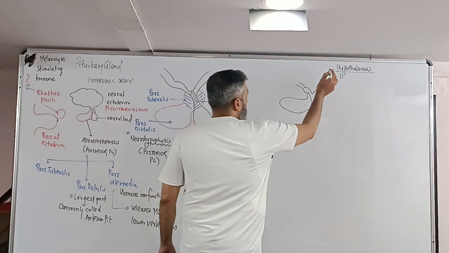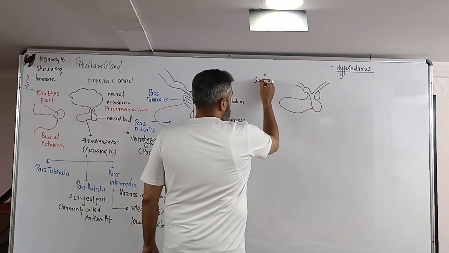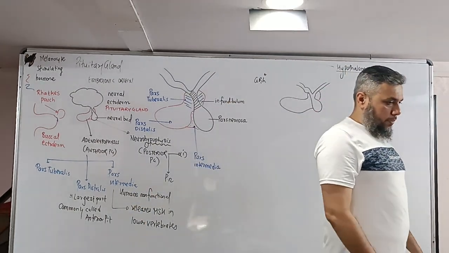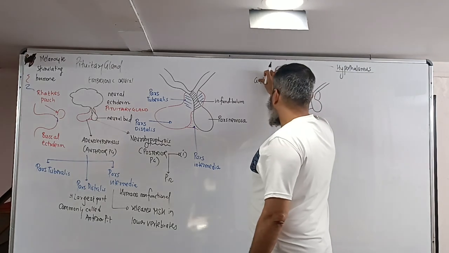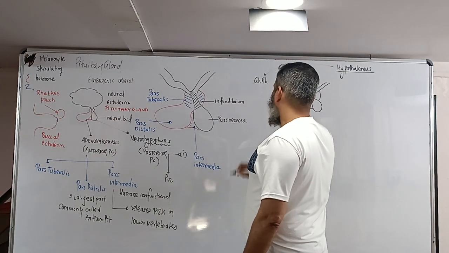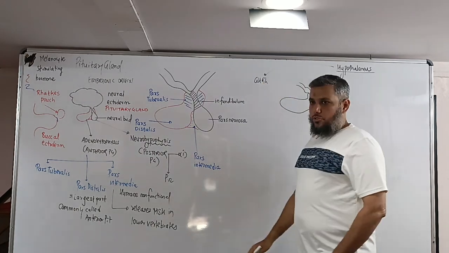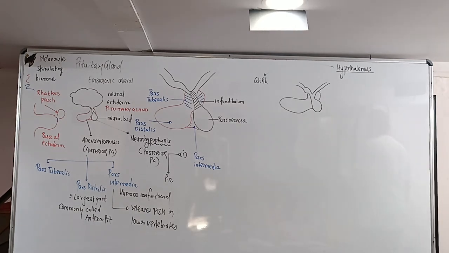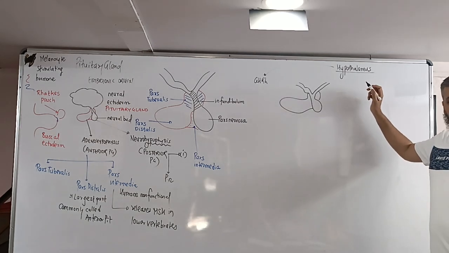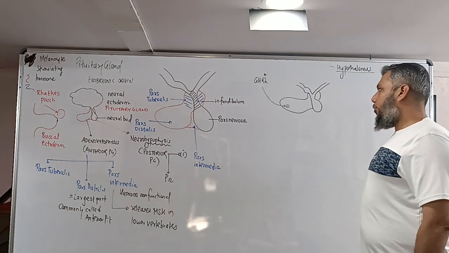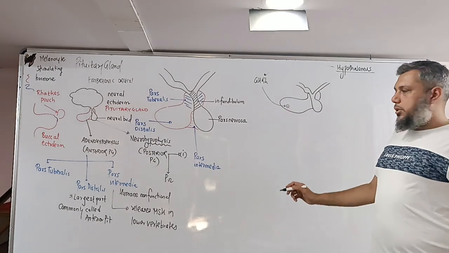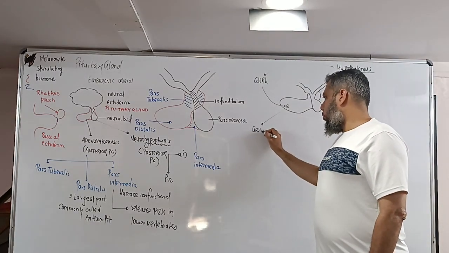Now, hypothalamus secretes a hormone called GHRH. What is the hormone mentioned over there? GHRH. Growth hormone releasing hormone. Who is producing growth hormone releasing hormone? Hypothalamus. And that will act on the cells of the pituitary gland, pars distalis. And that will start the production of which hormone? Growth hormone.